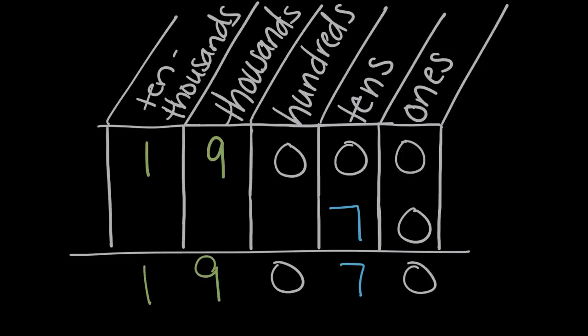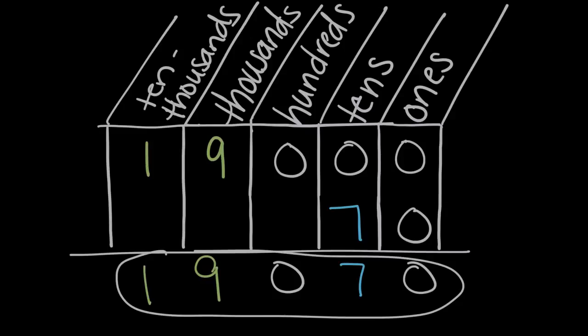So either way, whether we list out what 19 thousands is literally with 19 thousands, or 7 tens literally 10 7 times, or we look at it in terms of place value and add the zeros on the end, either way our solution will be 19,070.